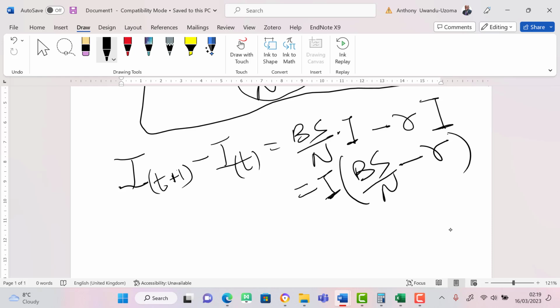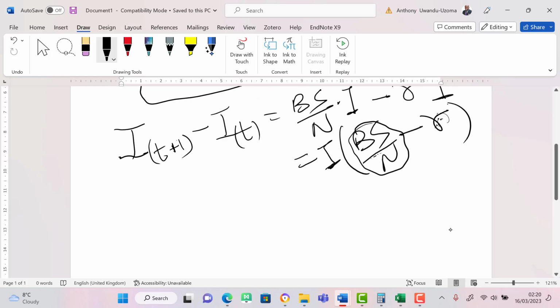All right, so like I told you before, BS over N is the rate of infection for one person, and gamma is the rate of recovery. So if the rate of recovery is smaller, there will be what? An epidemic. This is the rate of infection minus the rate of recovery, so if it is positive, there will be an epidemic. So this is the formula for the SIR model in simplified terms. We're going to try to use these formulas to attempt equations.